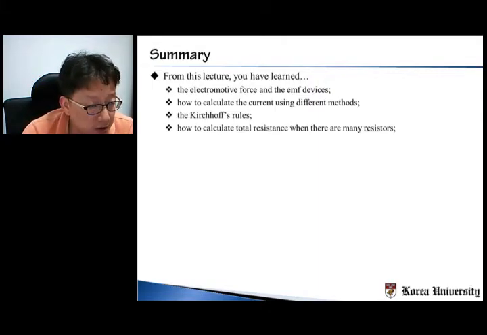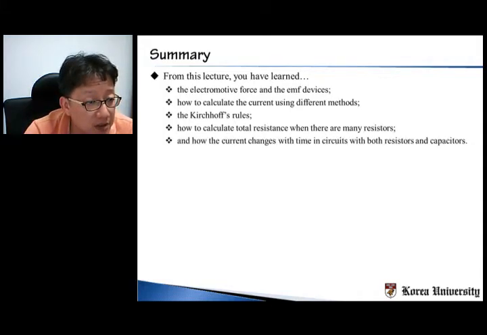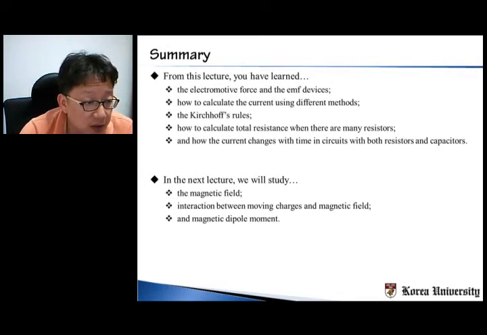And then we also learned how to calculate total resistance or equivalent resistance when there are many resistors connected to each other. And then we finally learned how the current changes with time in circuits when there are both resistors and capacitors together. Okay. And then in the next lecture, we will study new things. And actually, the important thing is that from the next lecture, we will start studying magnetism. We will study magnets. Okay.